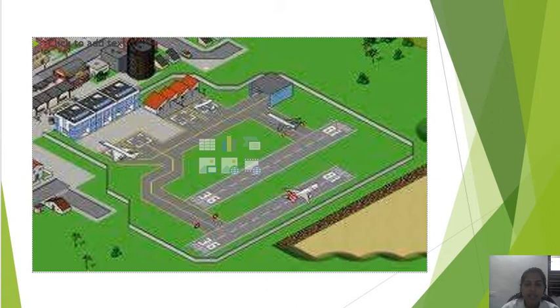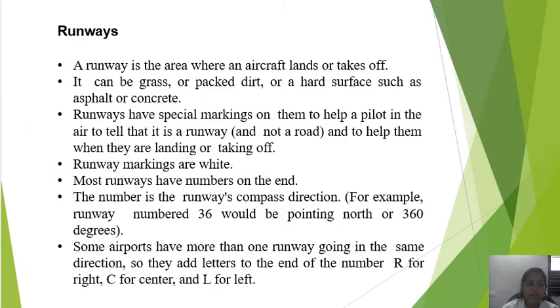So this is the number, that is 81, 36, like that it is numbered. If there is more than one runway going in the same direction, they add letters to the end of the number. R for right, C for center, and L for left. We will see this in detail in the runway markings.